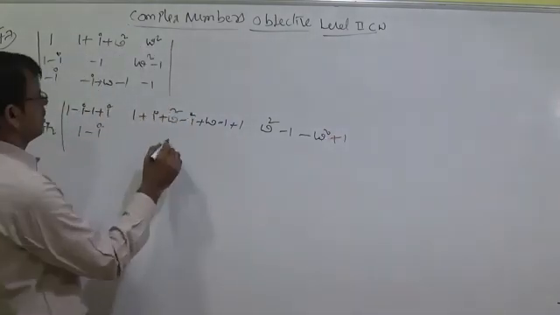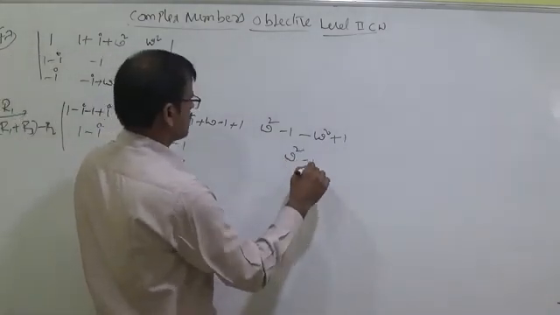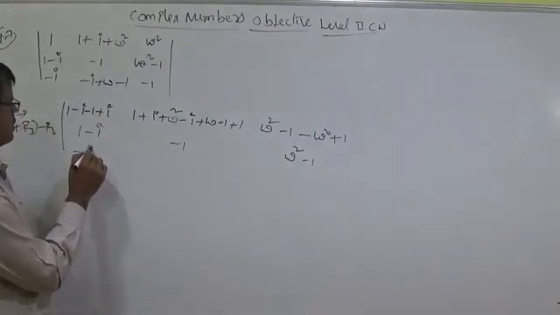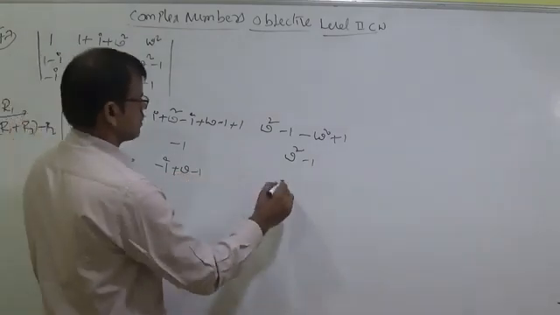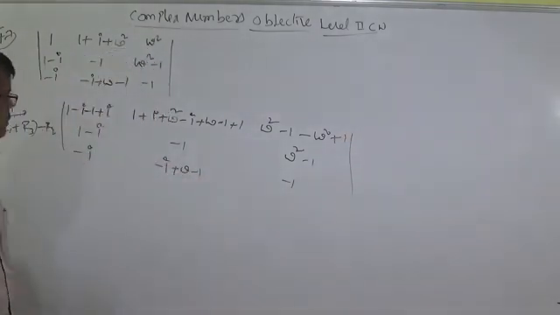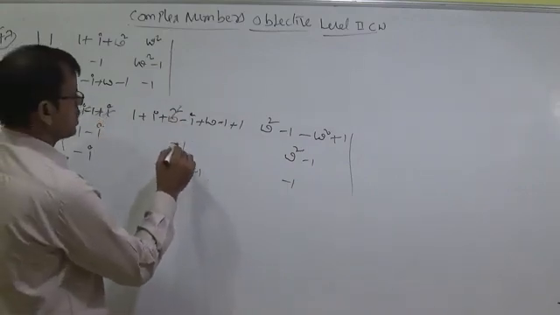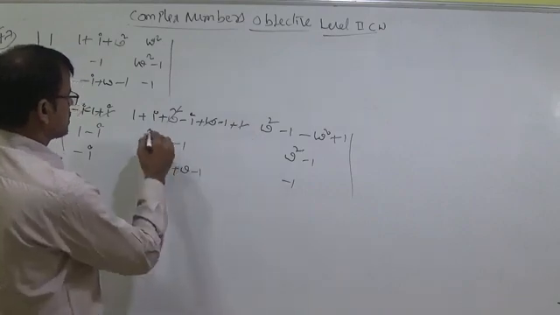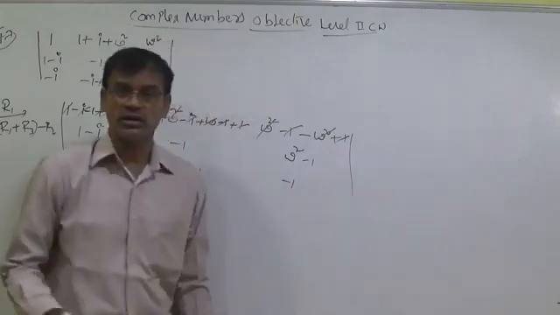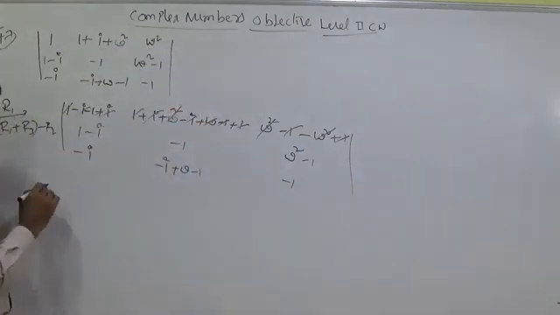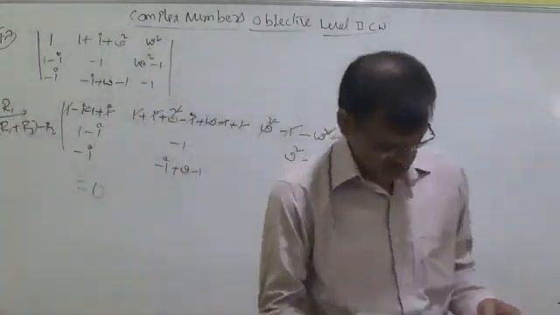The rows are: row 1, row 2 is 1 minus i minus 1, omega square minus 1, this is minus i, this is minus i plus omega minus 1, this is minus 1. Here 1 minus 1 get cancelled, i minus i get cancelled, omega square plus omega plus 1 get cancelled, 1 minus 1 get cancelled, omega square minus 1 minus omega square plus 1 get cancelled. So the first row became 0. Whenever the first row totally becomes 0, the determinant is 0. So the answer is 0.